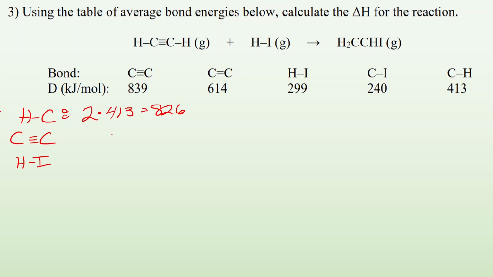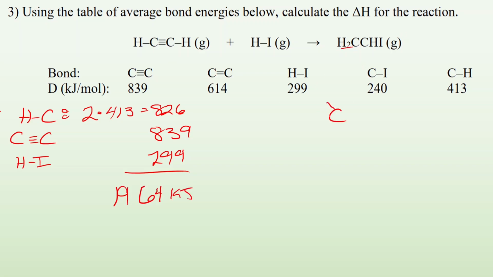The carbon-carbon triple bond, there's only 1 of them. And again, it's 839 kilojoules. And the hydrogen iodide bonds, this time there's only 1, so 299. So in order to break all those bonds in the reactants, I have to invest 1,964 kilojoules. Now the products, I might have to draw this out.